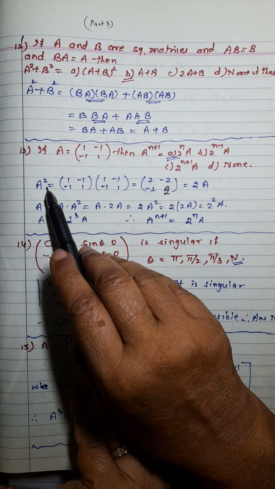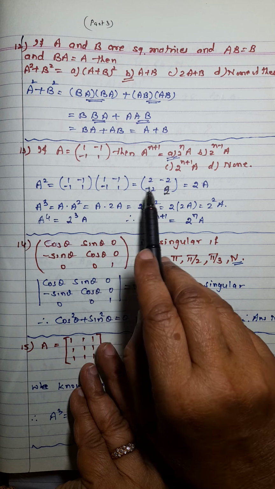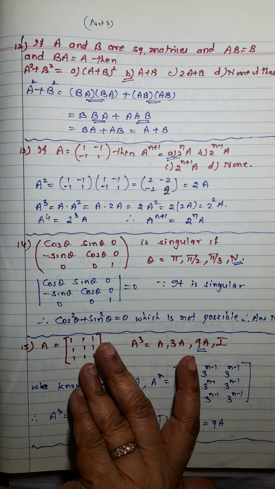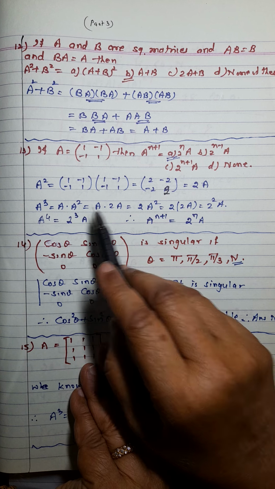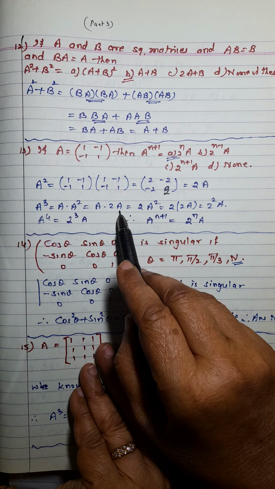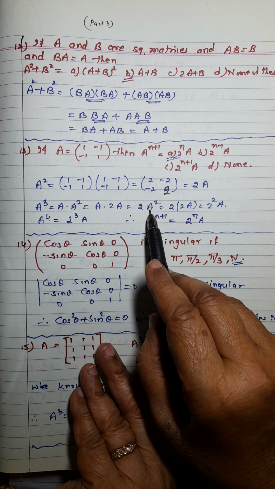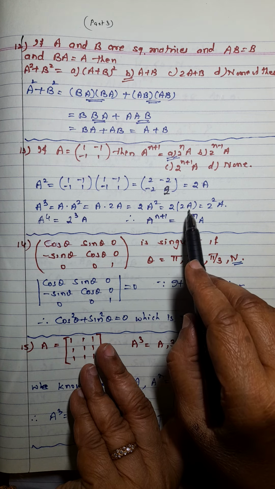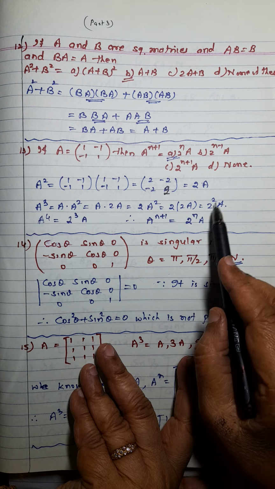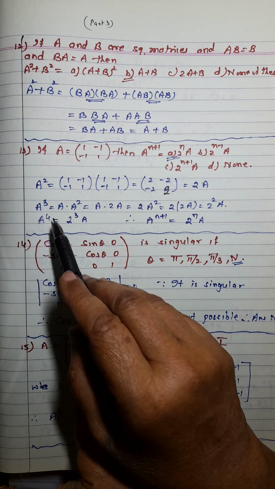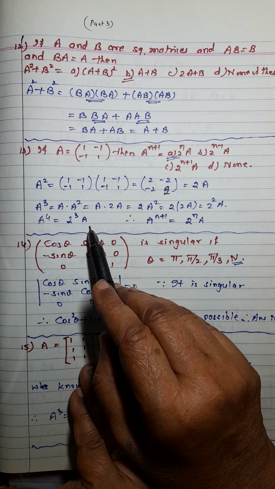First I will find A square. If I take 2 common, you will get 2A. A cube will be A into A square. A square is 2A, so it will be 2A square. Again A square is 2A, so it will be 2 square A. So A raised to 3 is 2 square A. A raised to 4 will be 2 cube A.